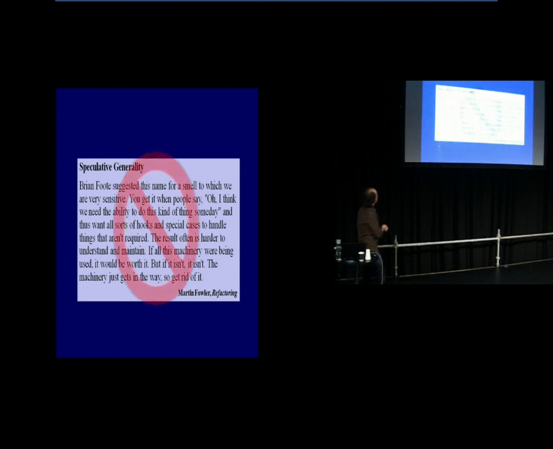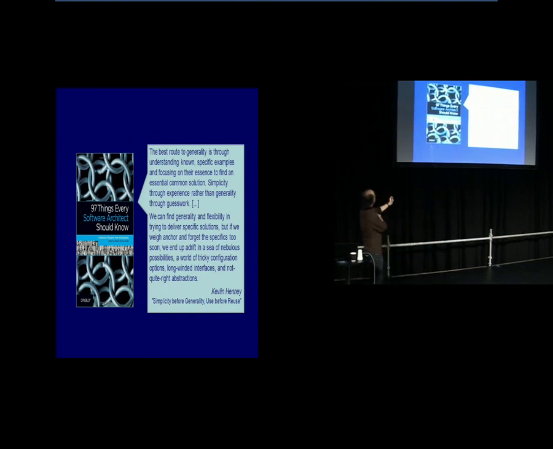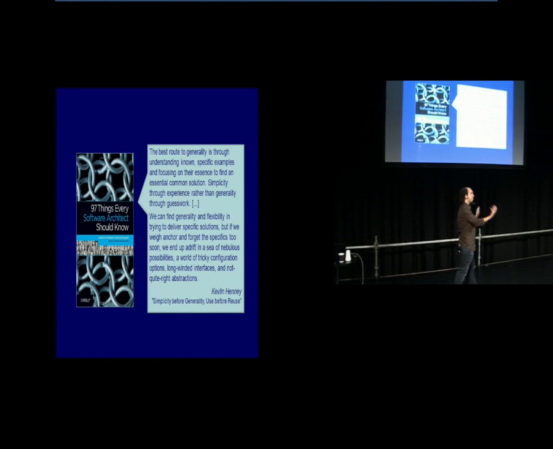So here what we want to make sure of is that we don't fall for the speculative generality, and it's a very fine line we need to walk on this one. So when we're looking for generality, and this is a quote from the other item I contributed to this, the best route to generality is through understanding known specific examples and focusing on their essence to find an essential common solution. So the idea is that you use the examples that you have to determine the variability. What kind of variability might we have?